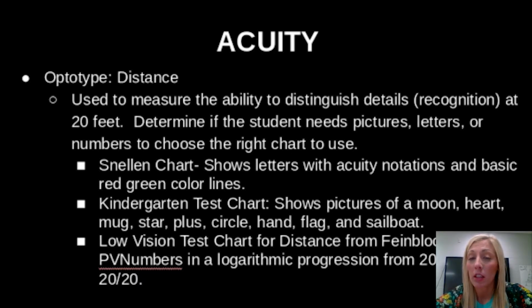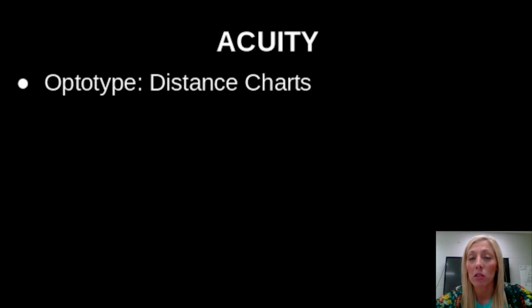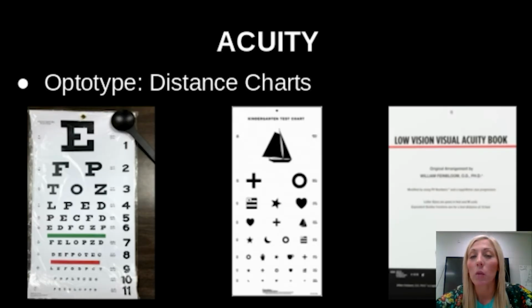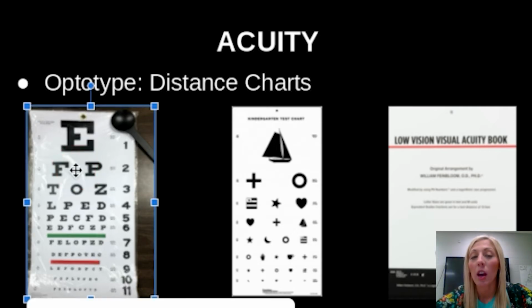The kindergarten test chart uses pictures. And then we have a low vision distance chart that uses numbers. So it just depends on the student really, and you do kind of need to know what their basics are to see which chart for distance would be best to use with them. So they do have the letters, the numbers, and the pictures. And again, if you click any of these, it has the link where you can purchase these from.